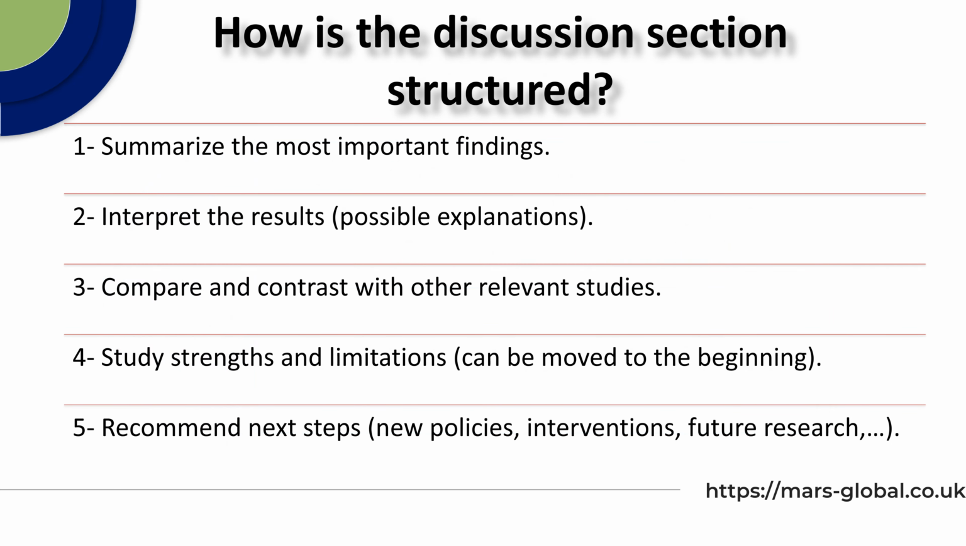Number 1. Summarize important findings. Begin the discussion section with a concise yet powerful summary of the most significant findings from your study. Here, you highlight the key results that directly address your research objectives.